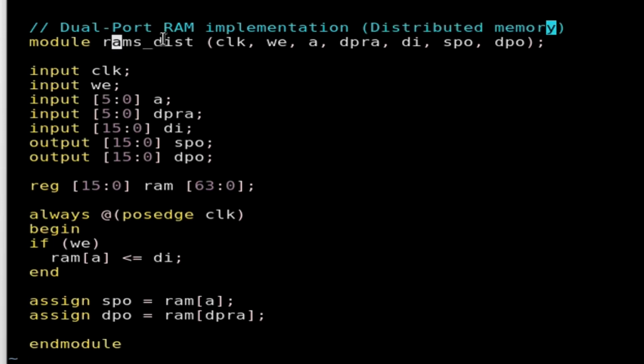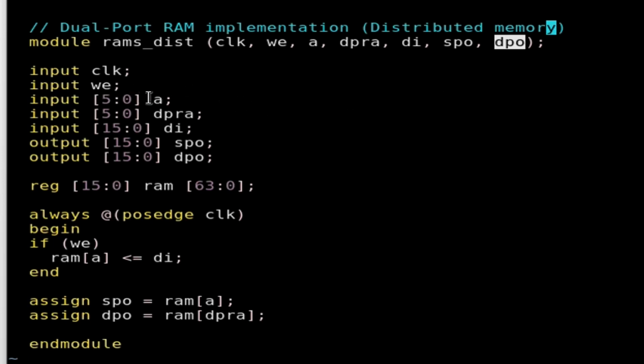The module name is rams_dist and the ports are clock, write enable, address on port A, DPRA is the address on port B, DI is the input on port A, SPO is the output on port A, and DPO is the output on port B. Because I am including dual port memory, it has two ports, port A and port B. But on the second port, I am not providing a write mechanism. Only read is allowed on the second port.